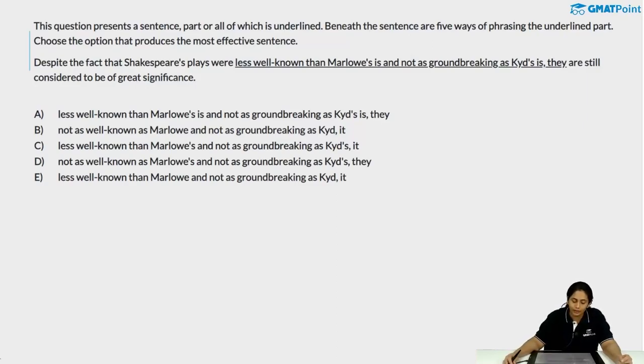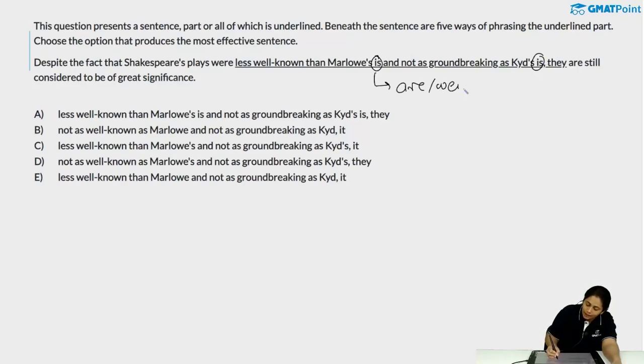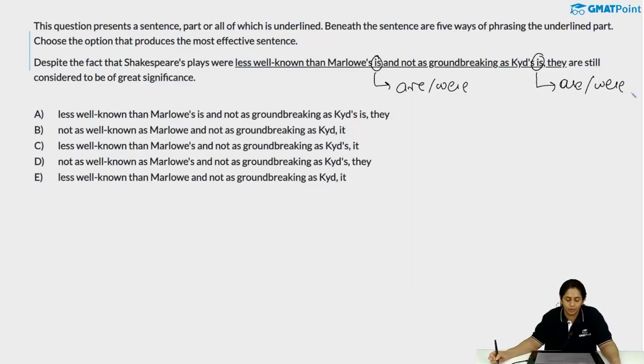Firstly, what I notice is that Shakespeare's plays are being compared to those of Marlowe and Kyd. So here, instead of "is", you should have "are" or "were", because essentially you are comparing plural to plural. You are not comparing the plays of Shakespeare to a singular work of Marlowe. You are comparing it to his plays. So plays are plural, so you should say Marlowe's are or Marlowe's were, and not as groundbreaking as Kyd's are or were. Since this is "were", this should be "were", and this can be "are" as such.